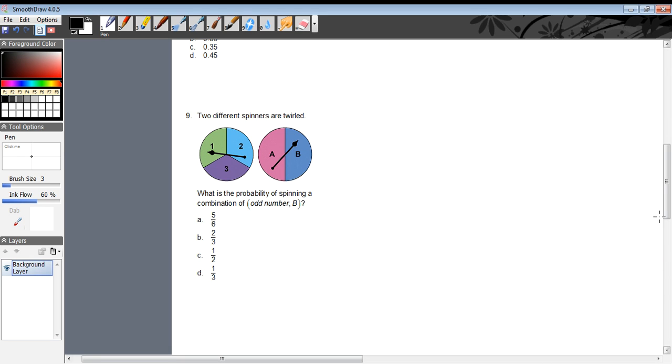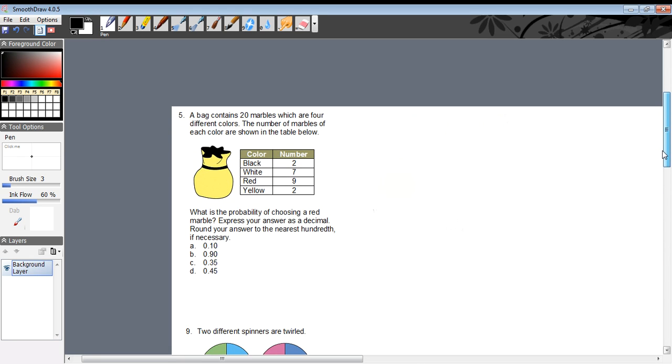Hey guys, I'm going to go over some of these probability problems. So for this problem here, a bag contains 20 marbles, which are four different colors. The number of marbles of each color is shown in the table below. What is the probability of choosing a red marble?